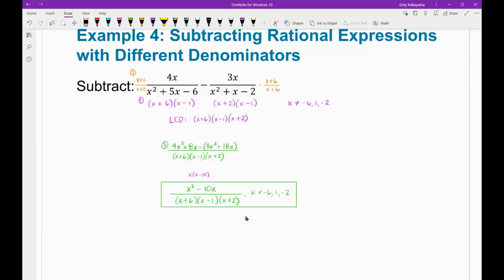Even if anything canceled out, okay, some of y'all have had trouble with this, but even if something comes out, you got to go back to the original problem, the original denominator, which is all of this right here, to figure out what x cannot be. Okay, last example.